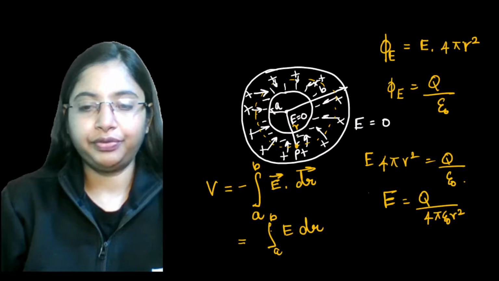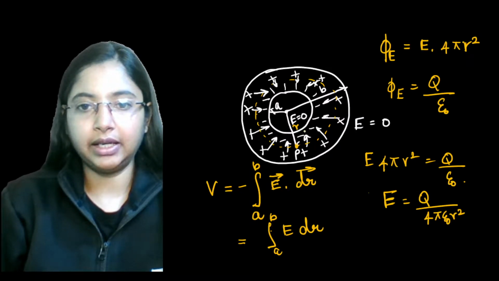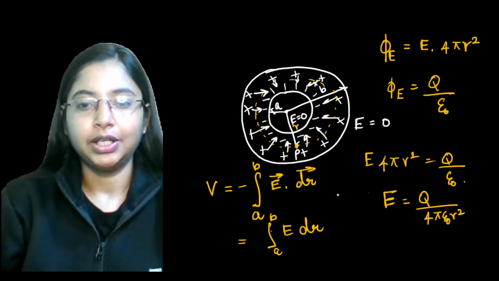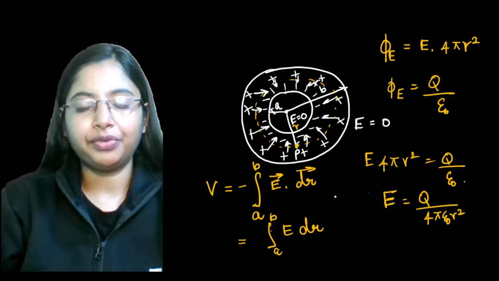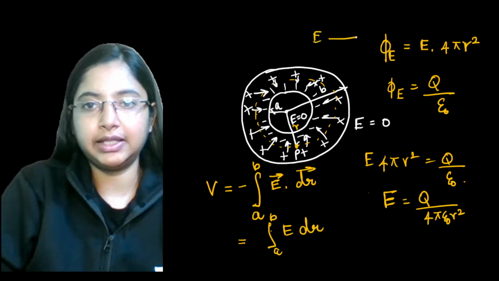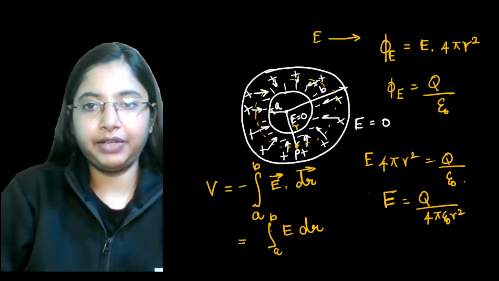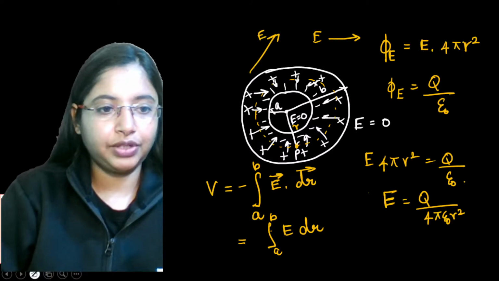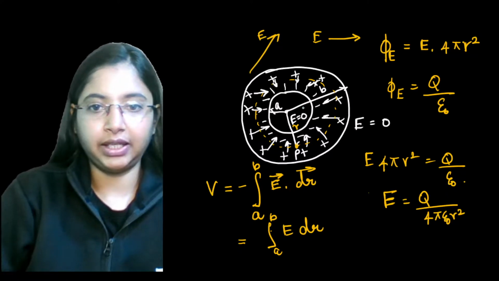Because the electric field and dr over here, that is the displacement, are opposite to each other. So that will be in terms of cos 180 degrees. If electric field lines are in this direction, see, the field lines are going in this direction. Now if you see the displacement, the distance that you're taking, in this case what is the distance?